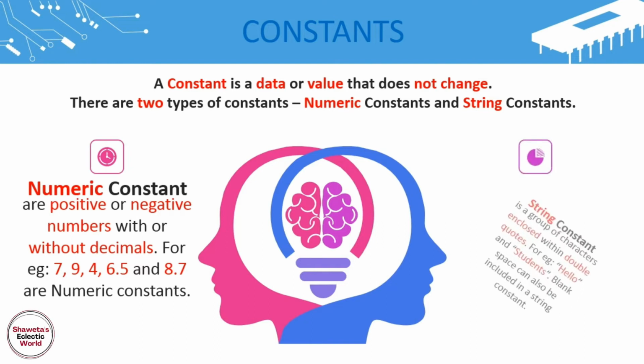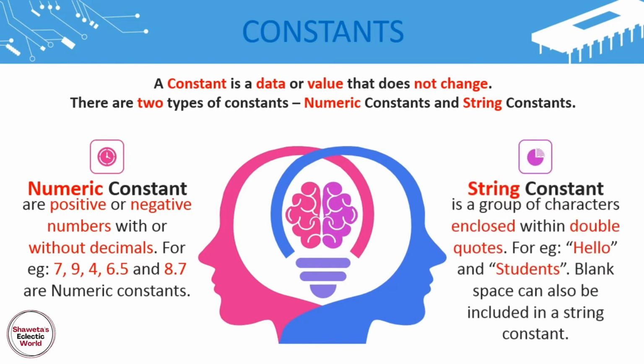Second is string constant. A string constant is a group of characters enclosed in double quotes. For example, "hello" and "students" are both in inverted commas. A blank space can also be included in a string constant.